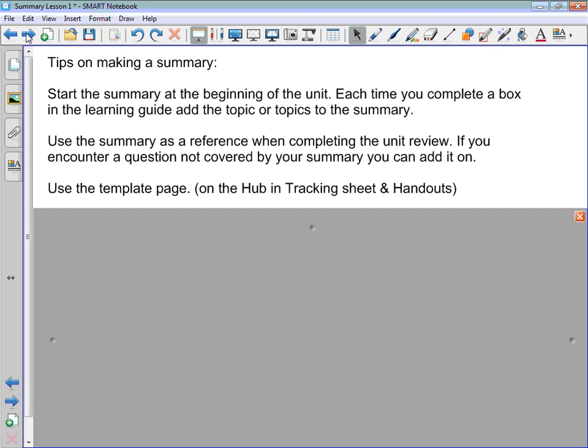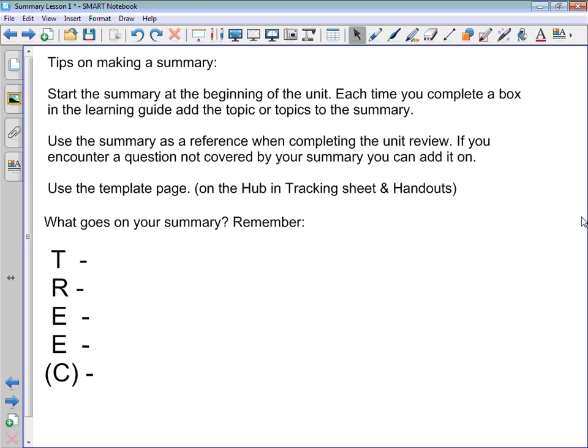Okay? And what I'll be giving you is a template page that you want to use. You can either download it from the course site in the hub, in the tracking sheets and handouts module, or you can pick up a paper copy from your teacher in class.